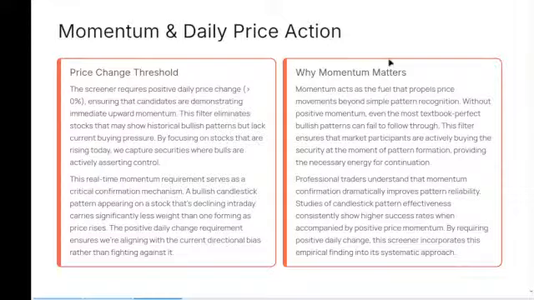So basically, we're focusing on momentum and daily price action. There is a price change threshold. The screener requires a positive daily price change, ensuring that candidates are demonstrating immediate upward momentum.